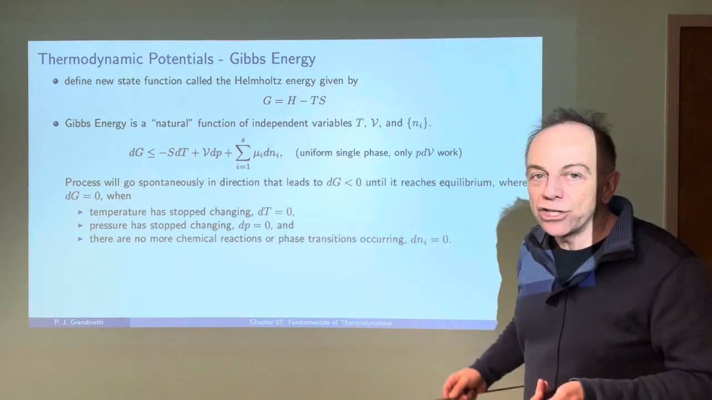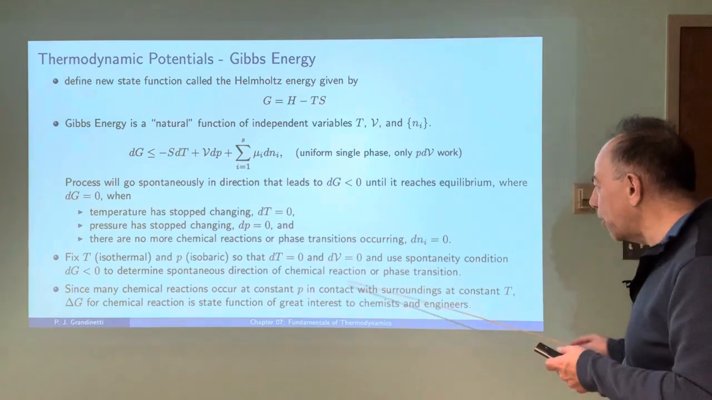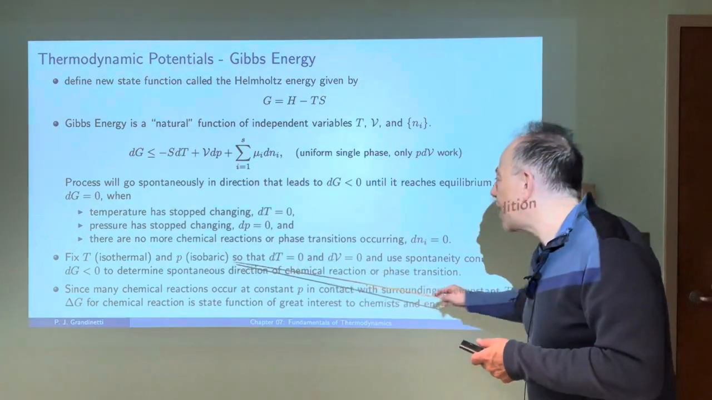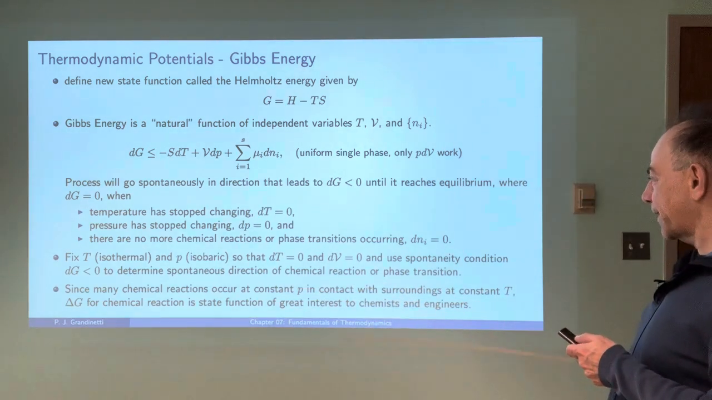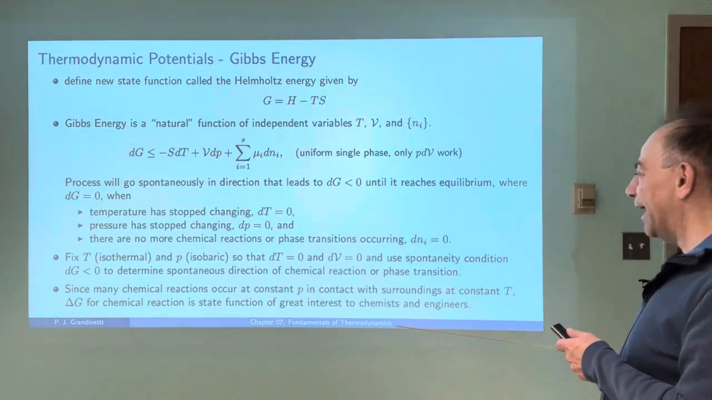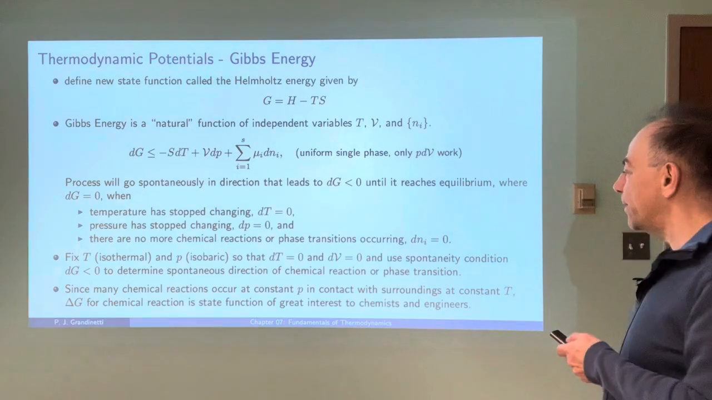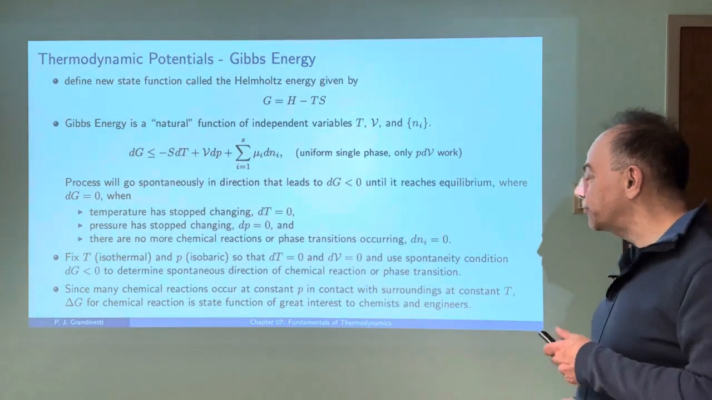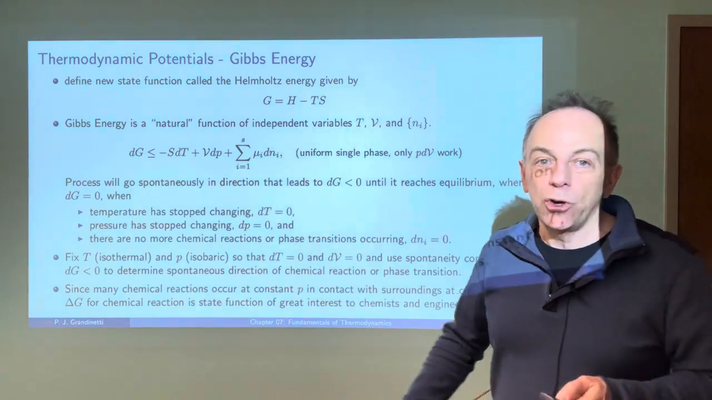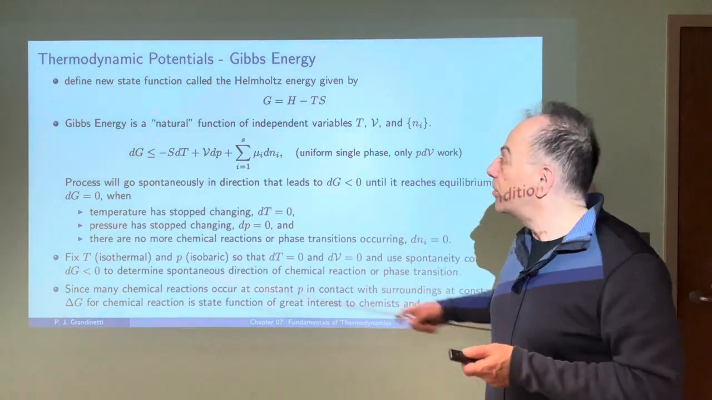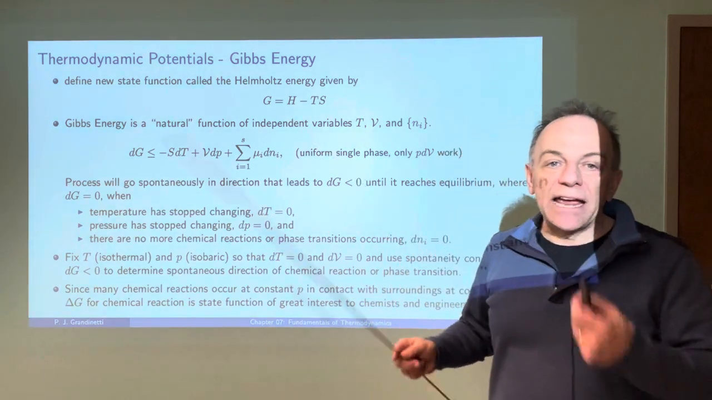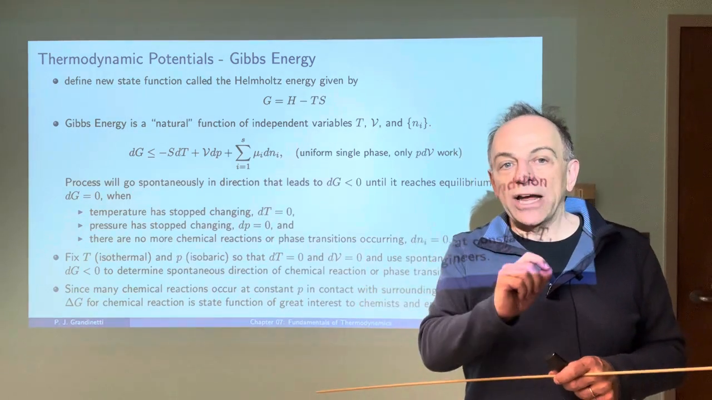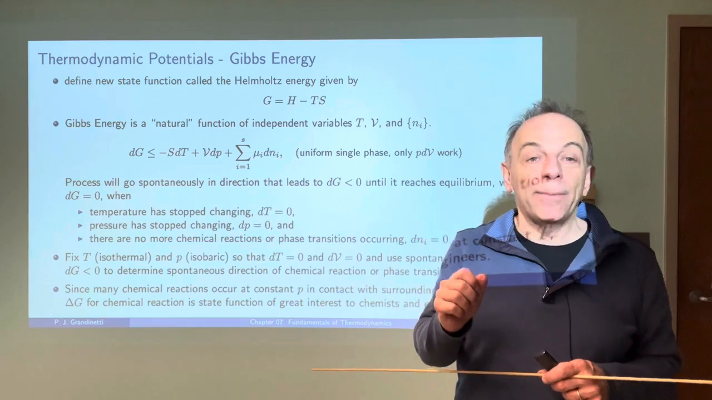All right. And again, this should be familiar to you. So for an isothermal, isobaric process, sorry, that should be P here. And then that will allow us to determine which direction is spontaneous, and that's really of interest to a lot of chemists and engineers working under those conditions. So the Gibbs energy then is the state function that we consult when we want to know which direction is the spontaneous direction and which one's the impossible direction.